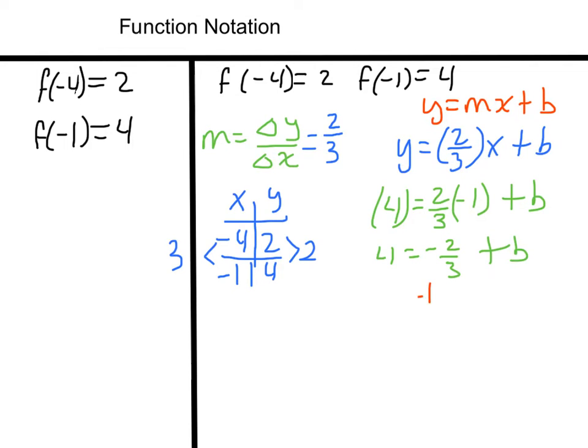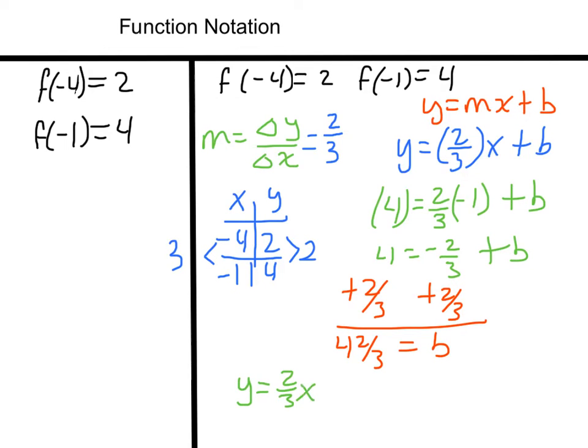Then I add 2/3 to both sides, and I get 4 and 2/3 is equal to b, which means the equation of my line is y equals 2/3 x plus 4 and 2/3. It's perfectly okay to have a fraction anywhere in your equations. Perfectly alright, not a problem there.